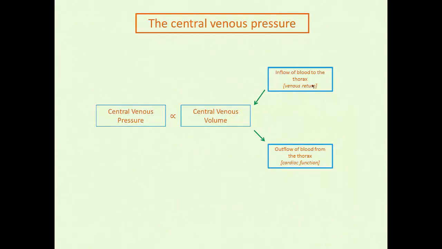So if you're pushing a lot of blood into the thorax, but at the same time you're pumping a lot of it out, well then your central venous volume may remain the same or actually even decrease. Conversely, if you have a little bit of inflow to the central venous space and at the same time your heart's unable to pump it out, well then oddly enough, your central venous blood volume and therefore your central venous pressure may actually increase.